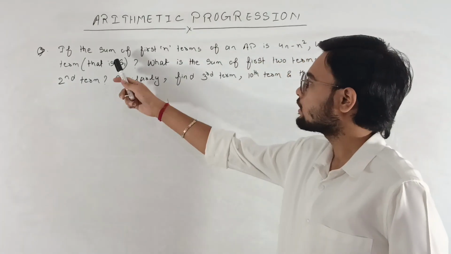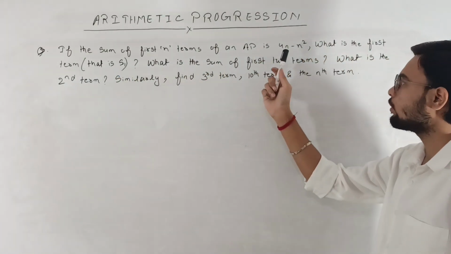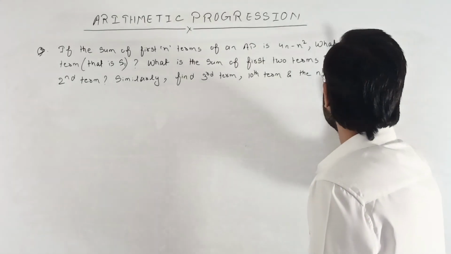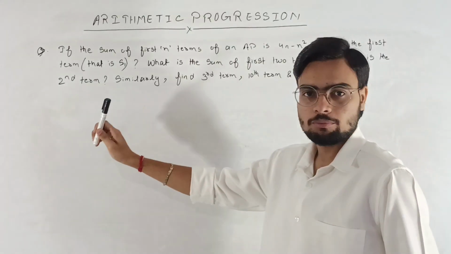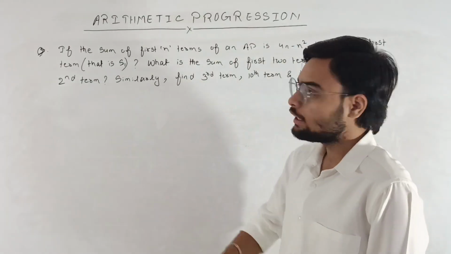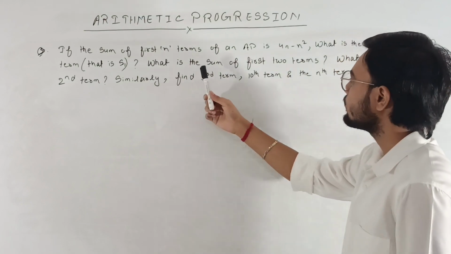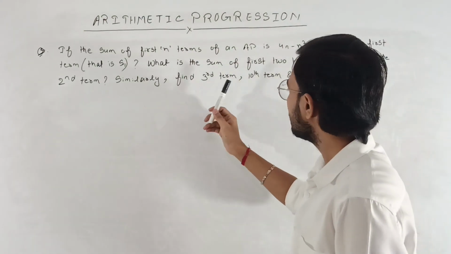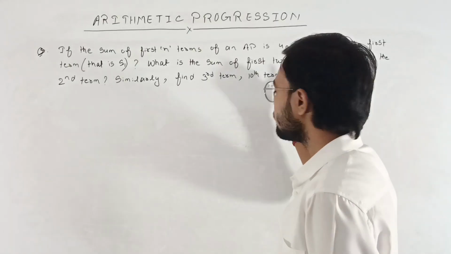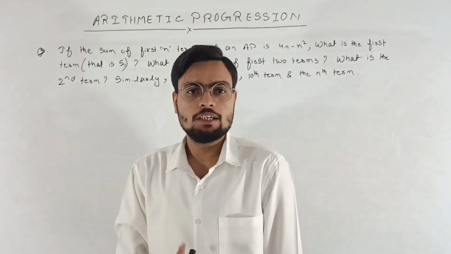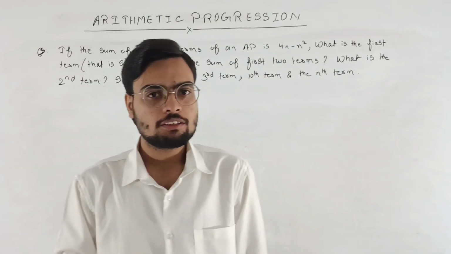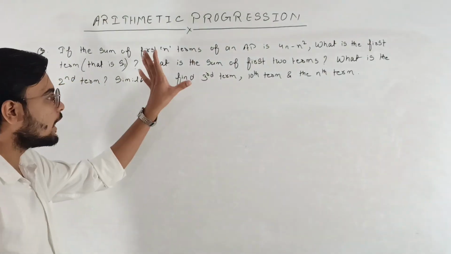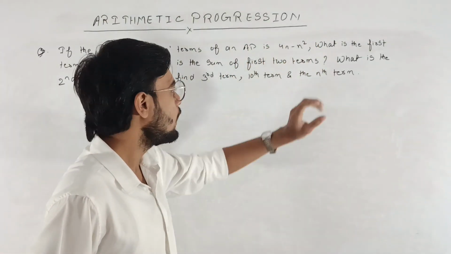Question is what? If the sum of first n terms of an AP is 4n minus n square, then the question is asking for the first term, and this first term is given, that is S1. Then again the question is asking for the sum of first two terms, the third term, and similarly the 10th term and the nth term. Now look, in this question we have an AP in which it is given that the sum of first n terms is 4n minus n square.